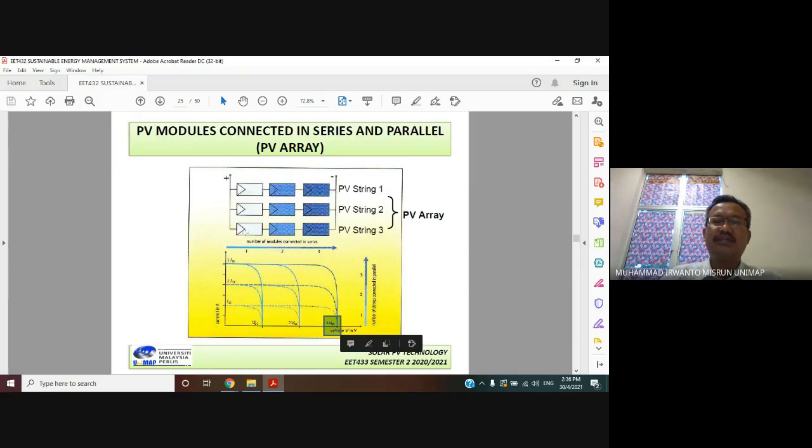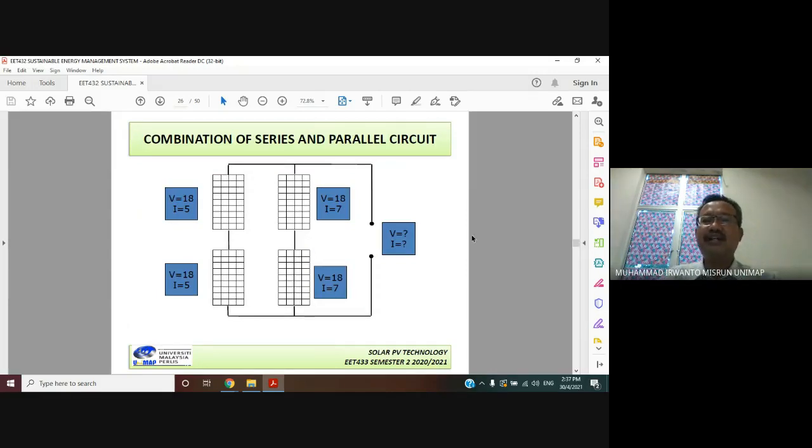Okay. Now we know for this string, if each PV module has ISC short circuit current, the current flowing through the string is ISC. This one is ISC, so this one is ISC also. In this part we can generate 2 ISC, and the total short circuit current at this point will be 3 ISC.